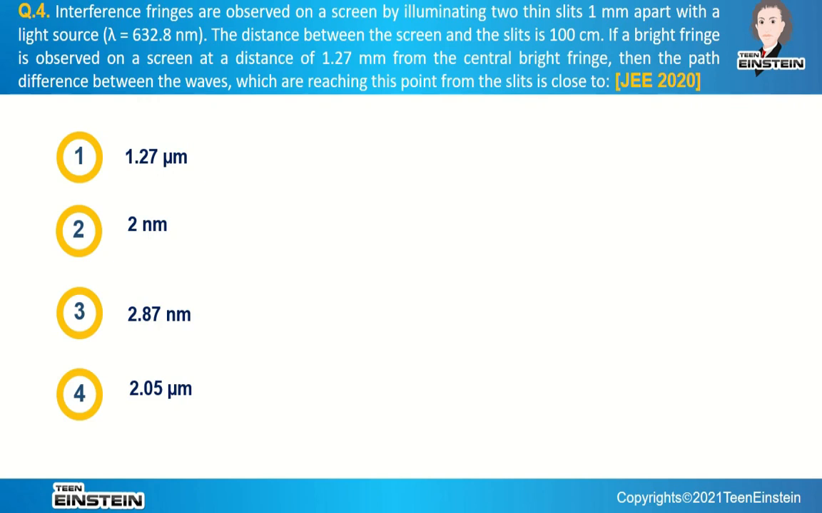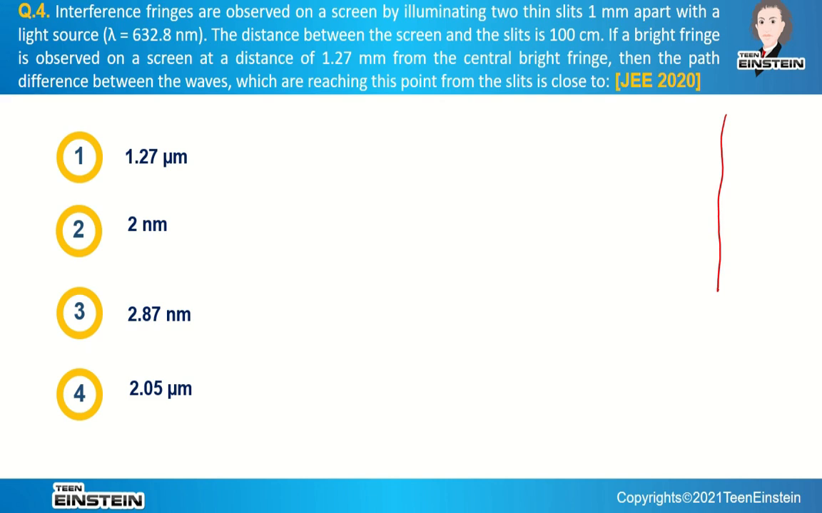Interference fringes are observed on a screen by illuminating two thin slits 1 millimeter apart with a light source of lambda equal to 632.8 nanometers. The distance between the screen and the slits is 100 centimeters. If a bright fringe is observed on a screen at a distance of 1.27 mm from the central bright fringe, then the path difference between the waves which are reaching this point from the slits is close to.